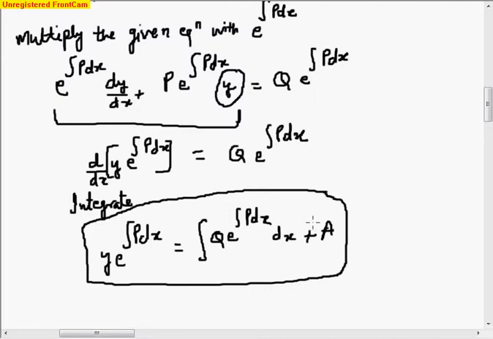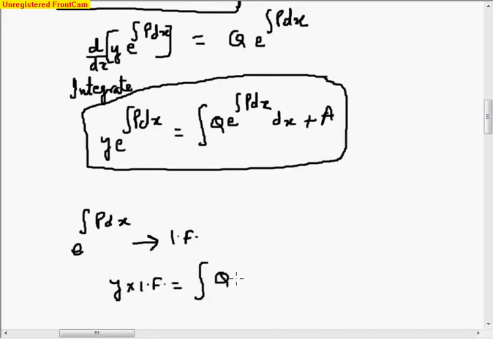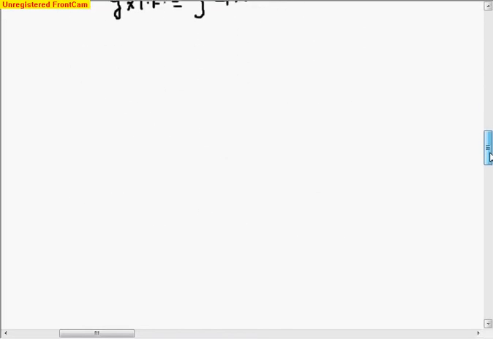So the algorithm is, I'll call this thing e raised to power integration p dx the integrating factor. So the solution is y into integrating factor is equal to integration of q into integrating factor dx plus a constant of integration. So you will first of all write your differential equation in the form dy by dx plus py is equal to q. I'll write down the algorithm.